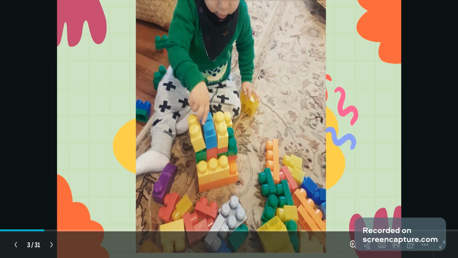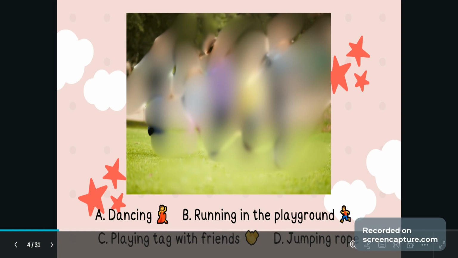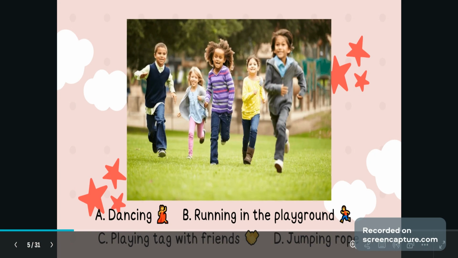For now, let's have image number two. What do you think these children are doing? Are they dancing, running in the playground, playing tag with friends, or jumping rope? This one is a bit tricky because it's blurred, but what's your best guess? Okay, let's reveal the answer. They are running in the playground.